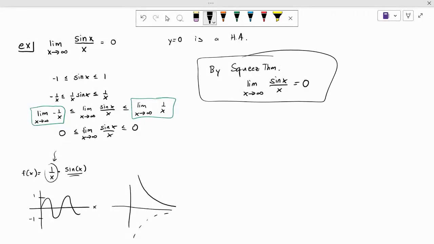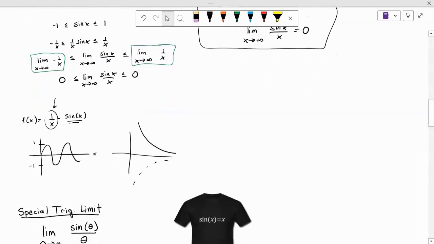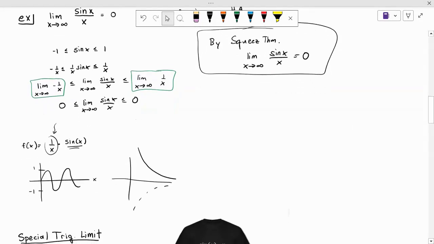So you can even use the squeeze theorem if x is going to infinity or minus infinity. All right, I'm going to move on to the more interesting, so-called special trig limit, and we're going to prove it.